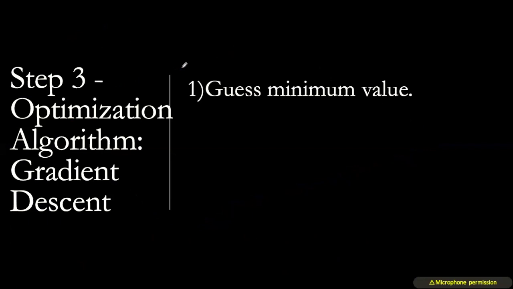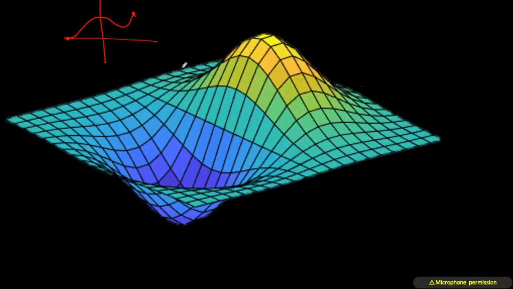So this is the first step to gradient descent. First, we guess a minimum value. Pretty much what that means is, remember that gradient descent is just an algorithm used to find the minimum value of a function. And in order to do so, our first step is to guess the prediction of the minimum value. So let's say the guess is over here.